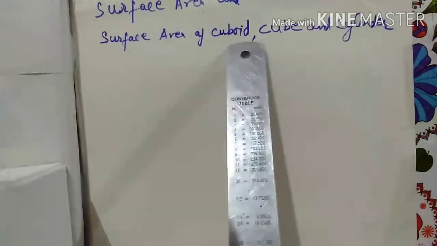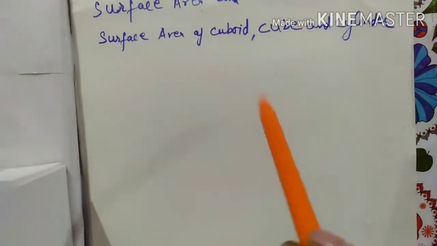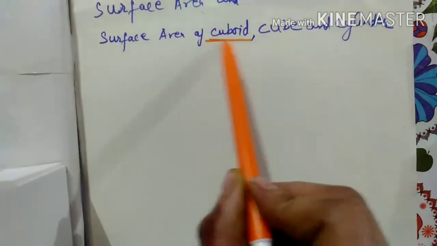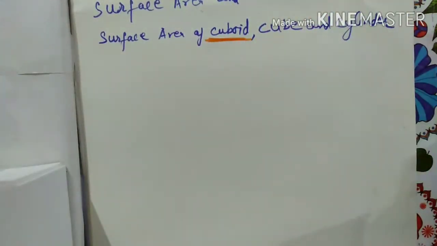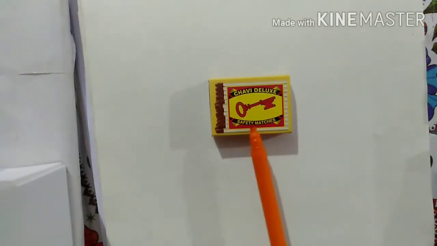So let us see this cuboid. For this cuboid you have to just see what shape it is. In your daily life you come across many objects of this cuboid shape. Now let us see some examples. Let us see this matchbox. This matchbox is in the form of a cuboid.